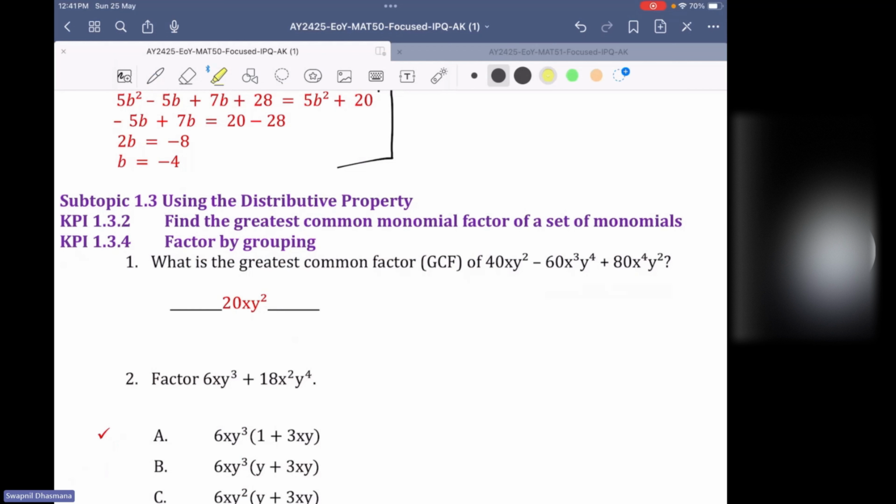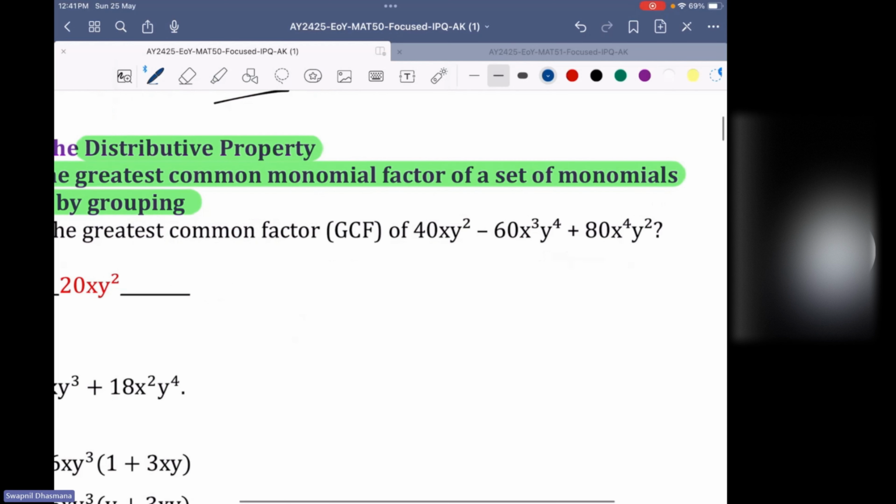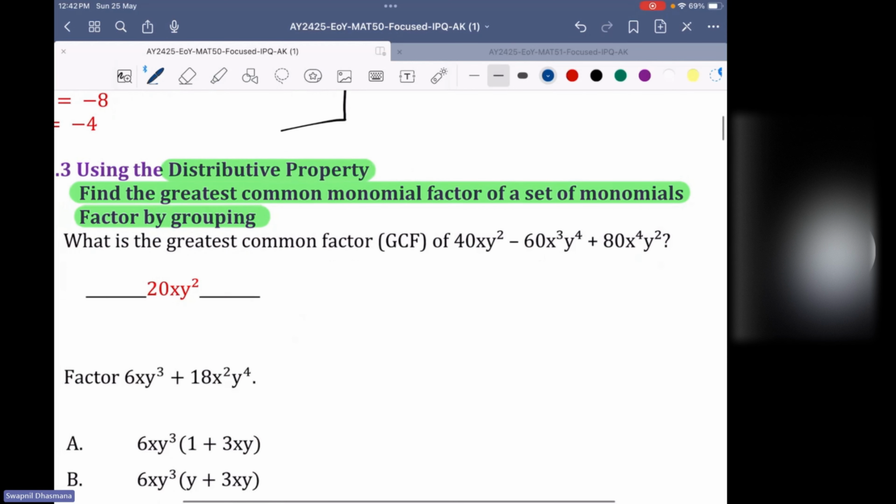The learning objective here is find the GCF, greatest common factor, and factor by grouping. So we have to use distributive property. If you are trying to find the greatest common factor, for those who have no idea, you can factorize 40 into parts. Like 40 can be written as 4 times 10. You can also write it as 2 times 2 times 10. You can also write it as 2 times 2 times 5 times 2.